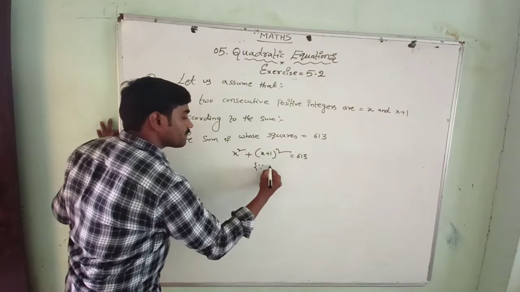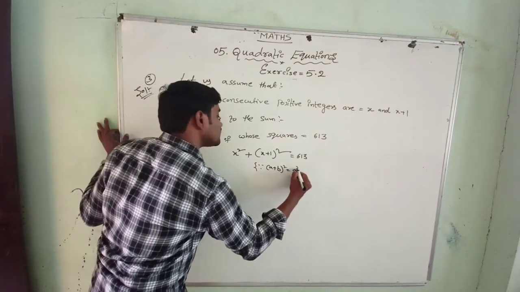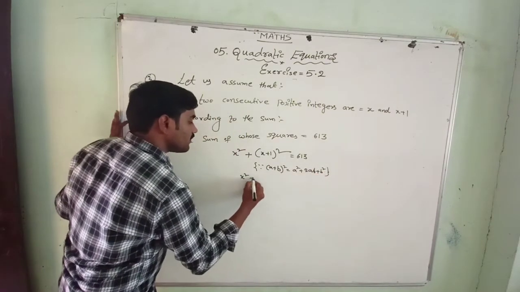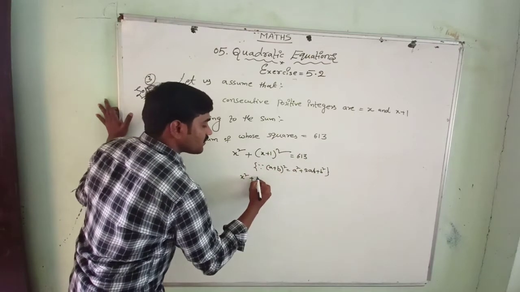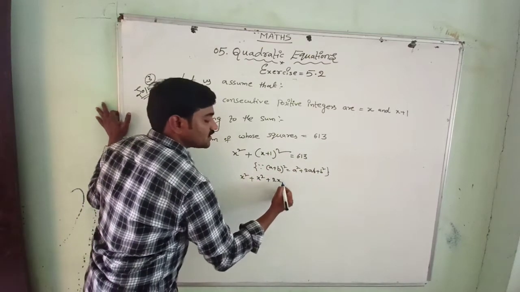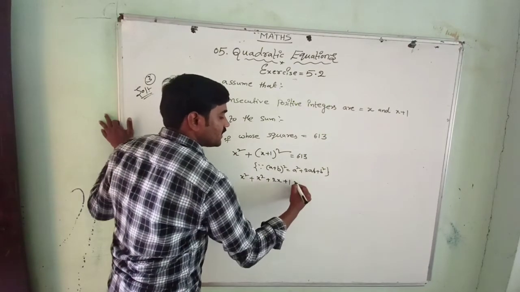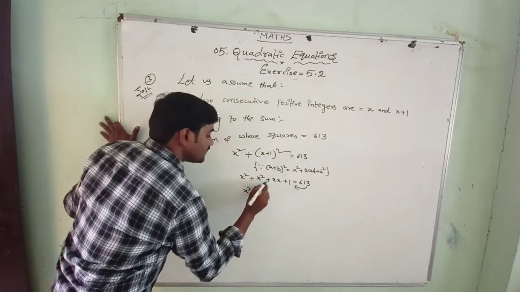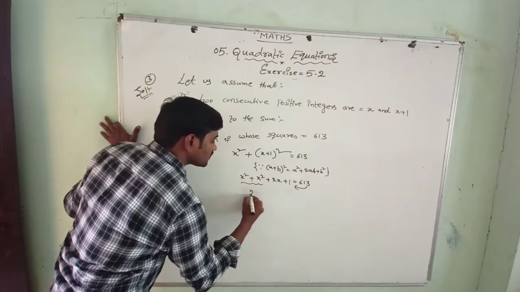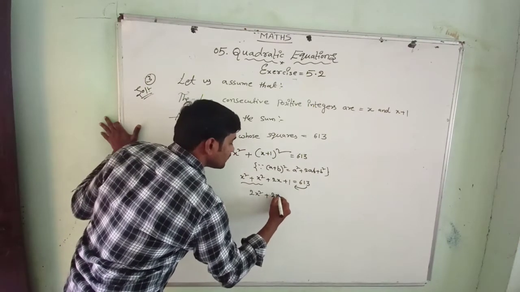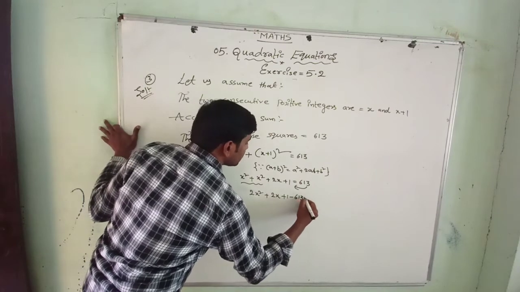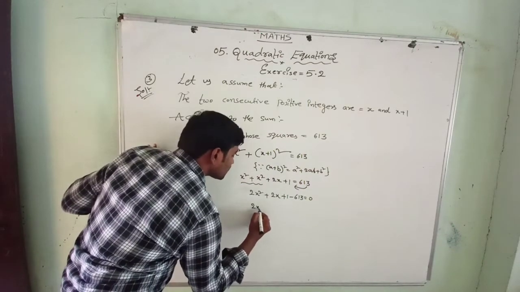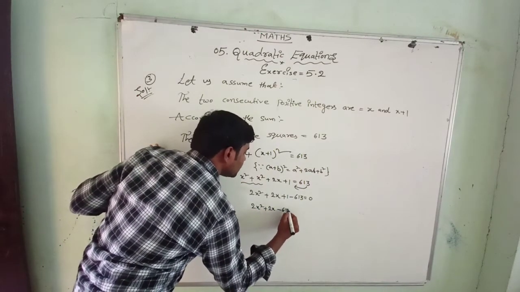Now it is in the form of a plus b whole square, that is equal to a square plus 2ab plus b square. Directly we will write x square plus 2 into x into 1 that is 2x, plus 1 square, value is 1, that equal to 630. This 630 you transfer this side, x square plus x square that is 2x square, plus 2x, plus 1 minus 630 equal to 0. Now here 1 minus 630 is 612. So 2x square plus 2x minus 612 equal to 0.